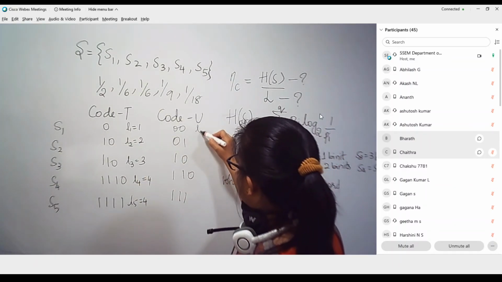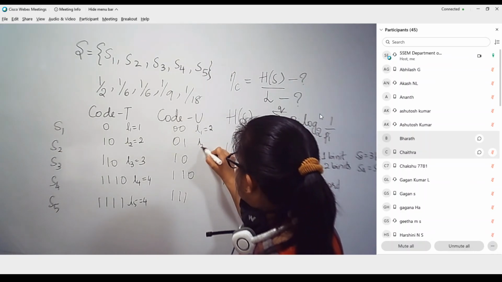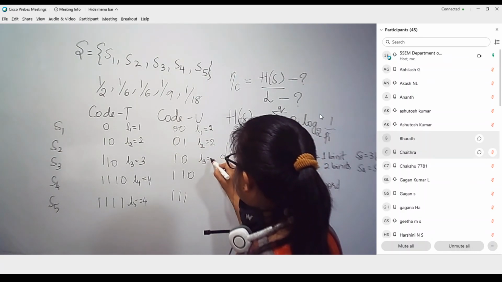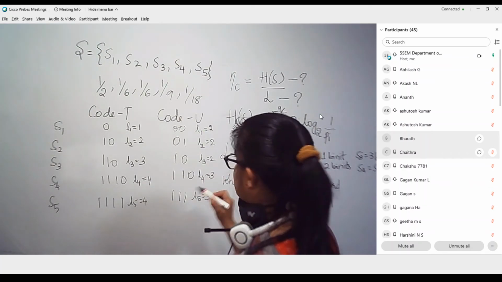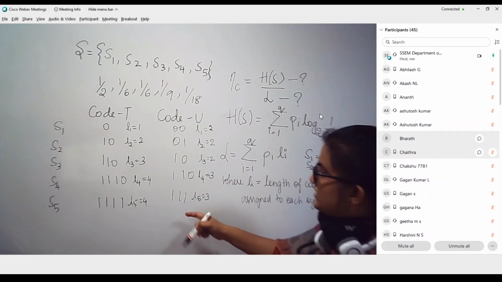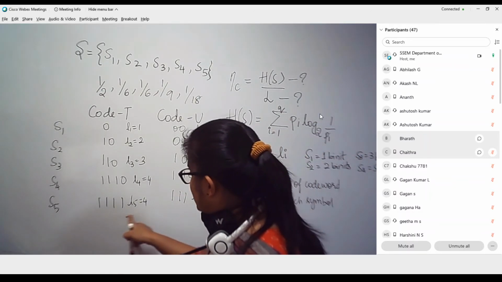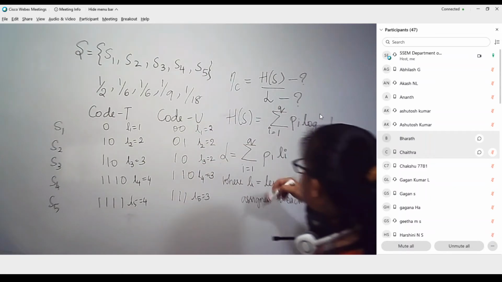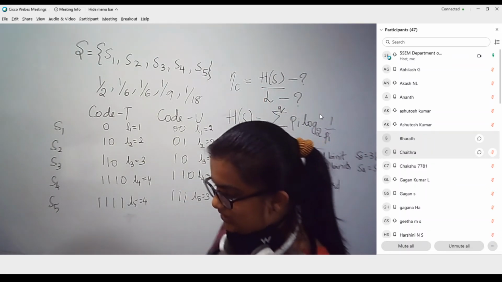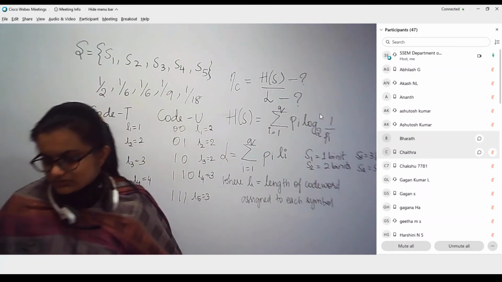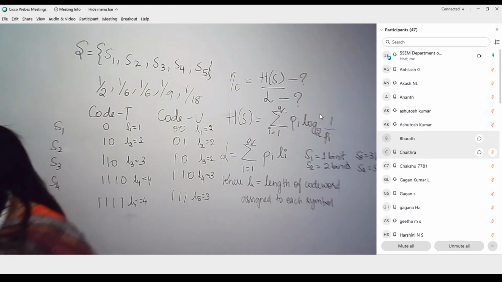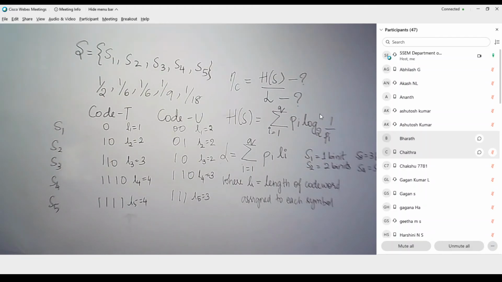In code U, L1 is equal to 2, L2 is 2, L3 is 2, L4 is 3, L5 is 3. Using these, first find for code T the entropy and the average length, find the code efficiency, and tell me. I'll give you 3 minutes. There are 4 minutes to wind up this particular class, so try to finish this. You need to finish at least code T.